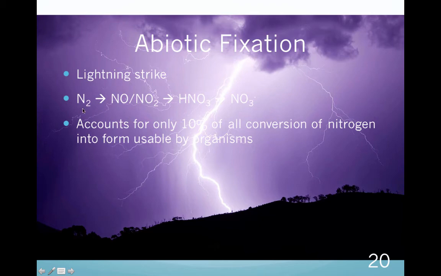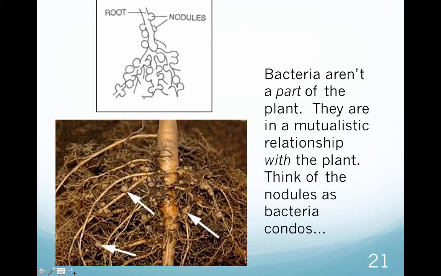Now, how does abiotic fixation take place? It's a lightning strike, and it follows these 4 steps. Atmospheric nitrogen becomes NO and NO2, which then becomes HNO3, which becomes NO3 minus. This accounts for only 10% of all conversion of nitrogen into a form usable by organisms. Not a lot, but still significant enough for us to pay attention to. All right, definitely know the 10% part.